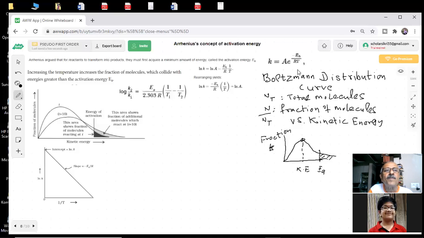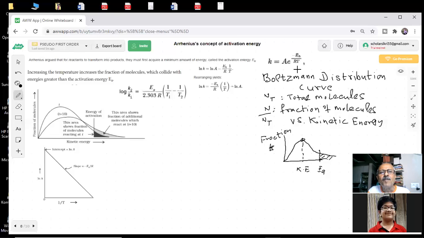Arrhenius said that for reactants to transform into products, they first acquire a minimum amount of energy called the activation energy. One point is clear. Second, increasing the temperature increases the fraction of molecules which collide with energies greater than activation energy. This is a very important line, because there's a big question. Students, when I say something, note it down with a colored pen, because this is a 1 mark question and is there in the exam. You don't have to write anything else, just write this line.